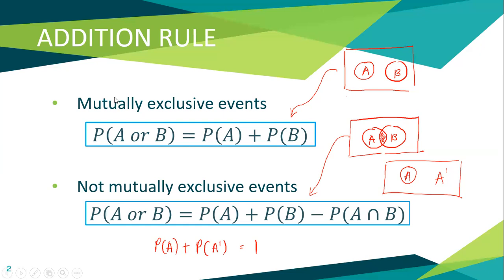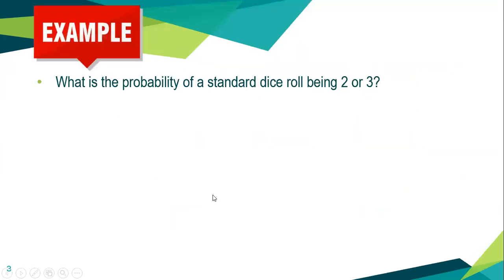Okay? So let's jump into some examples so that you would understand it more. So please take note of these formulas. You are going to use these. Okay, so let's move on. For the first example, we have: what is the probability of a standard dice roll being 2 or 3? So again, balikan natin yung previous topic natin. We have the sample space. Ano yung sample space again? Sample space is the outcomes of your experiment.